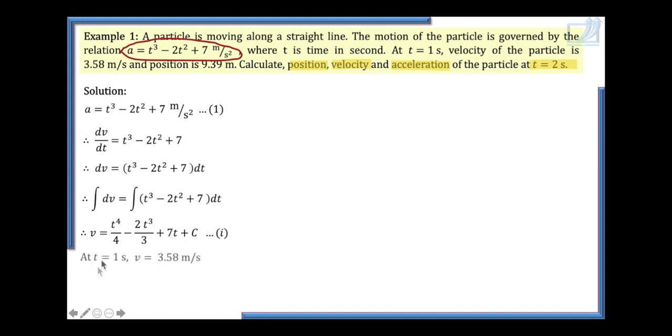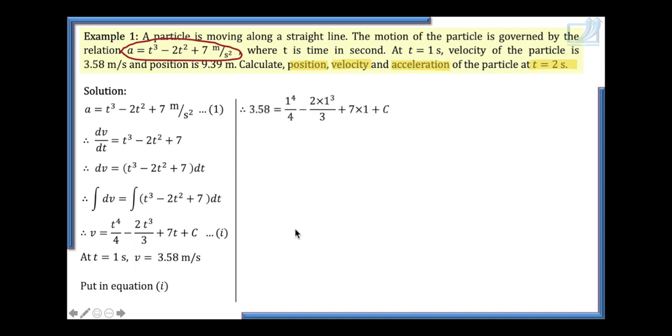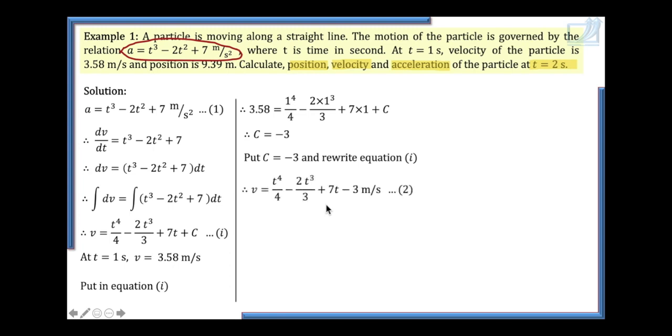So put t equal to 1 second, v is 3.58, as given, in equation 1. This is how I have substituted v as 3.58 and t equal to 1, so that c is known as minus 3. Now put this c in equation 1 so that you will get the perfect relation between velocity and time. So this is the second equation of motion.